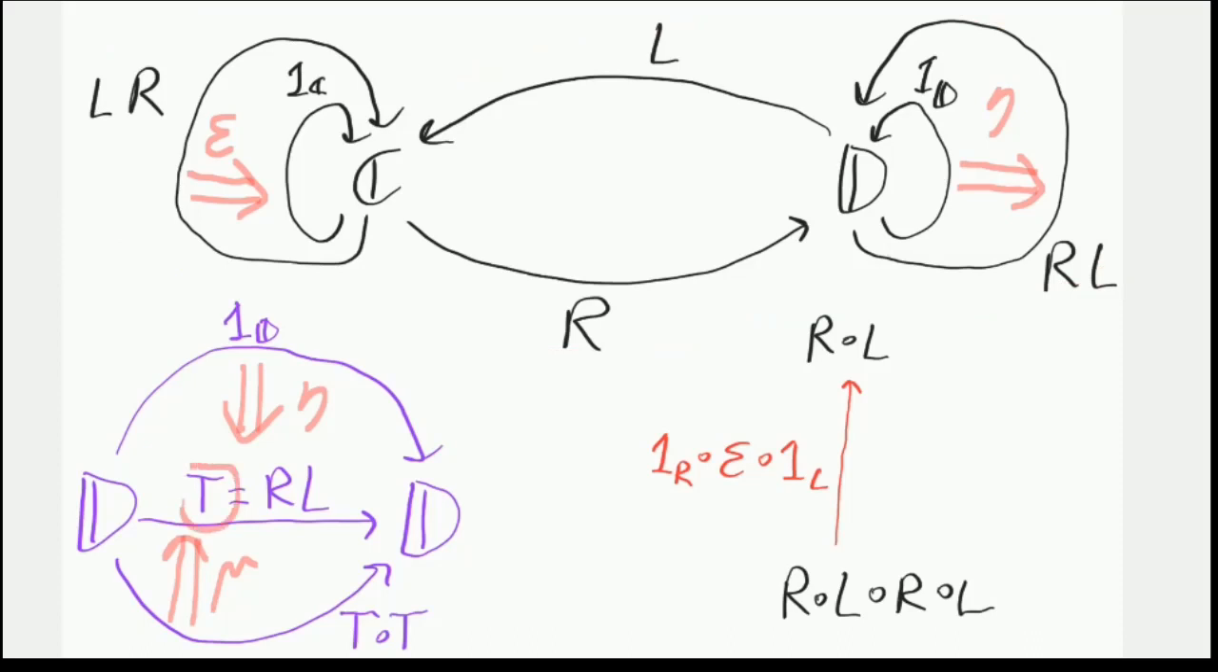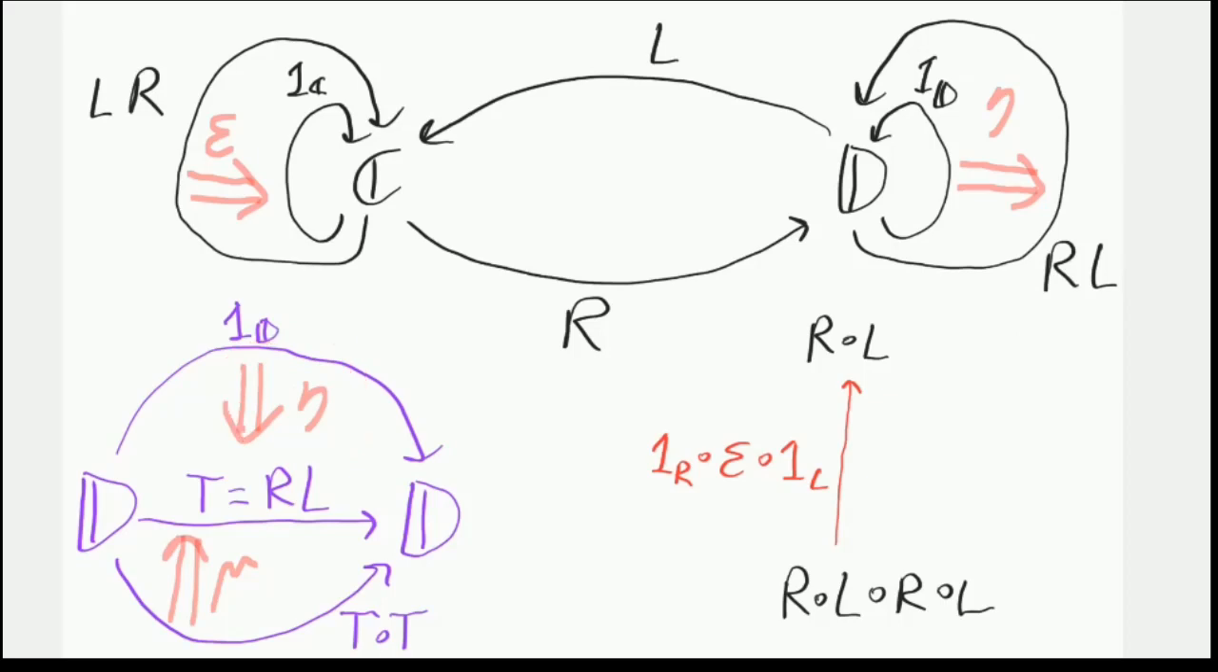Our endofunctor T is going to be this functor R after L. And our unit for our monad, eta, is simply the unit that we have for our adjunction. Remember, this unit here is a natural transformation from the identity arrow of D to R after L, which is T. So it already has the proper form, and indeed it's what we want to be the unit of our monad here.